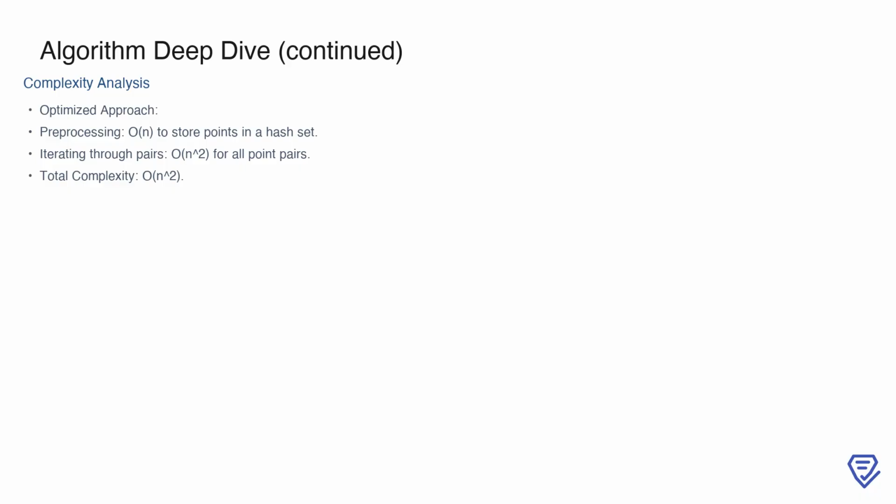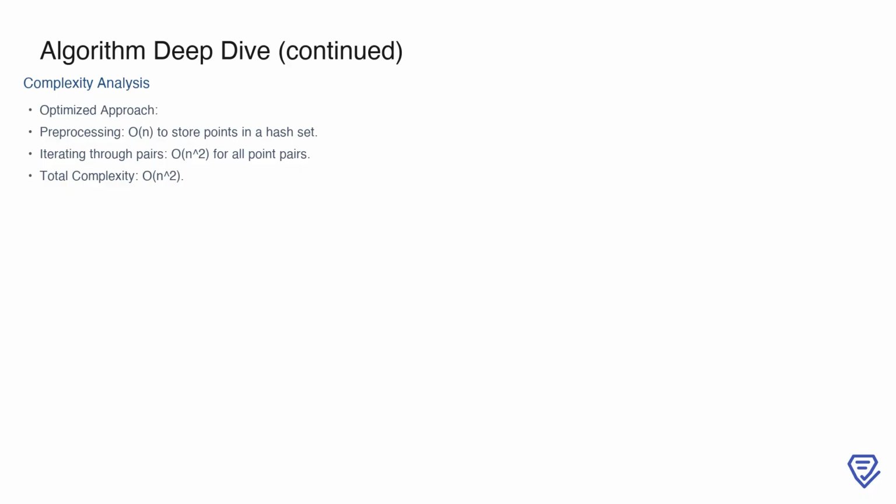First, pre-processing the points into a hash set takes O(n) time, where n is the number of points in the input. Next, iterating through all pairs of points involves O(n squared) operations since there are n choose 2 pairs. For each pair, checking whether the diagonal points exist in the hash set takes O(1). Therefore, the total time complexity of the optimized algorithm is O(n squared), which is a significant improvement over the brute force approach. This reduced complexity makes the algorithm feasible for larger inputs, making it both efficient and practical for real-world applications.